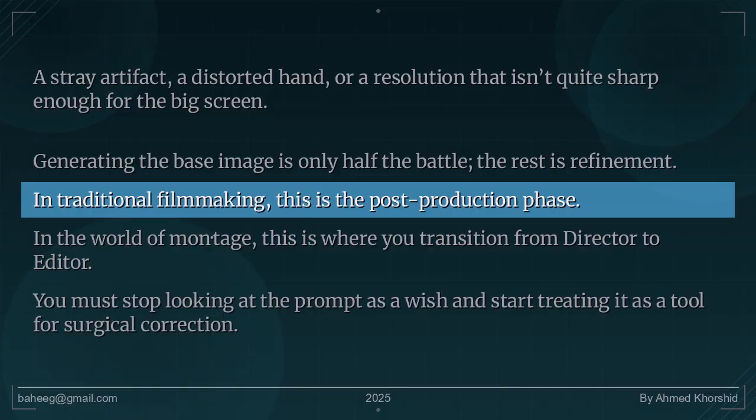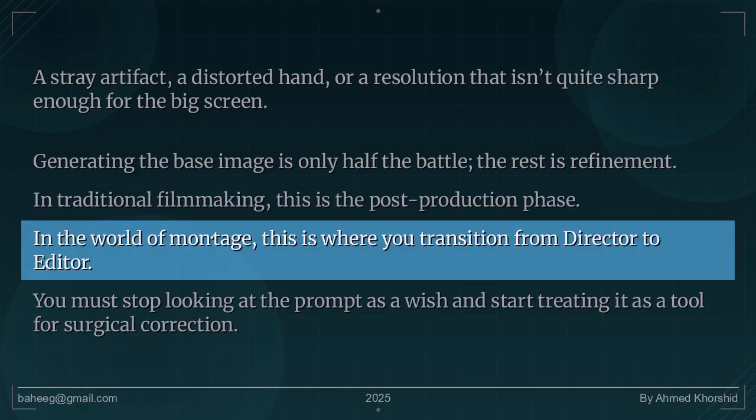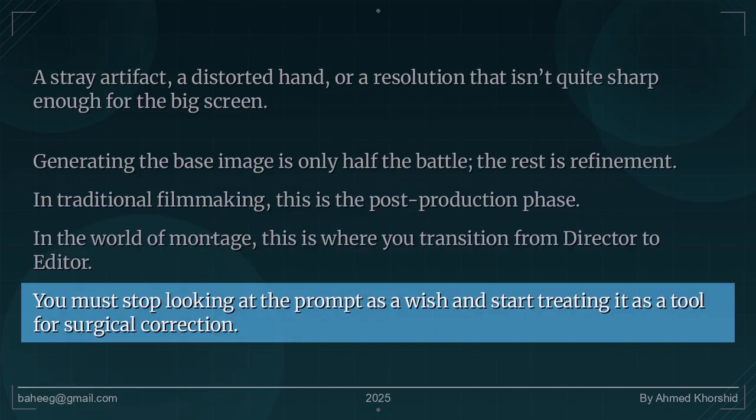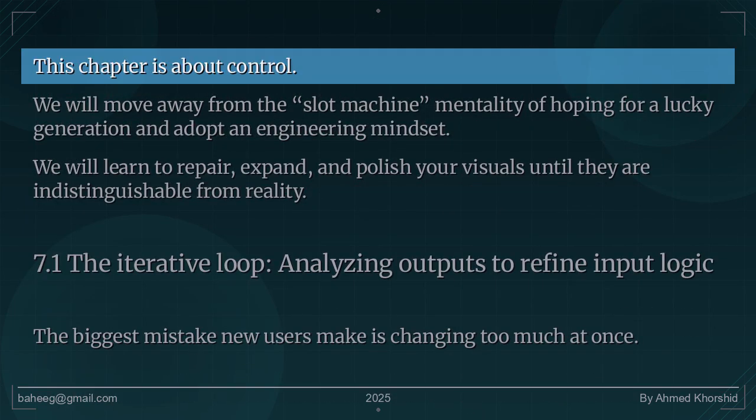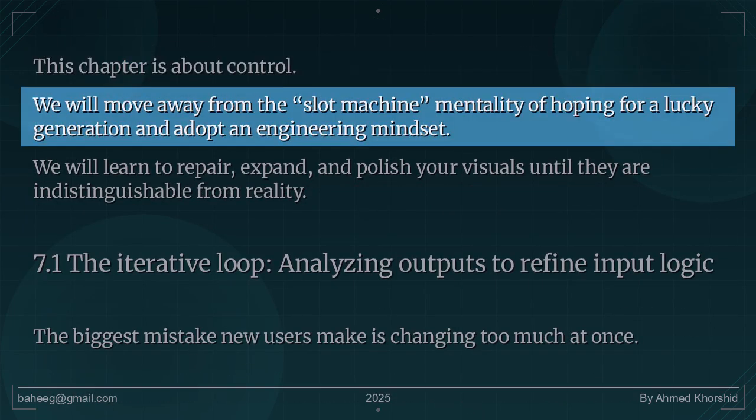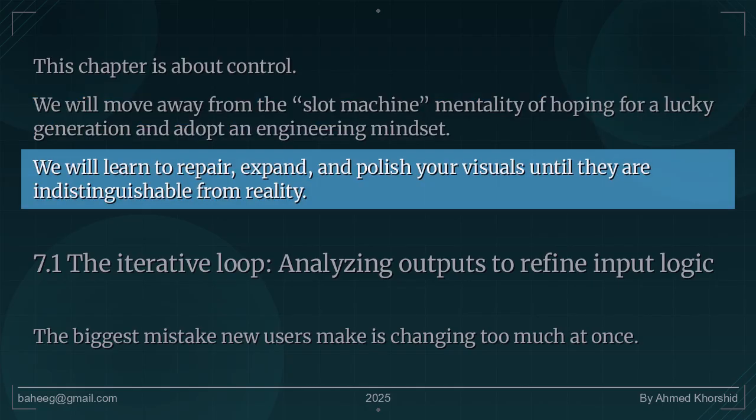In traditional filmmaking, this is the post-production phase. In the world of Montage, this is where you transition from director to editor. You must stop looking at the prompt as a wish and start treating it as a tool for surgical correction. This chapter is about control. We will move away from the slot machine mentality of hoping for a lucky generation and adopt an engineering mindset. We will learn to repair, expand, and polish your visuals until they are indistinguishable from reality.